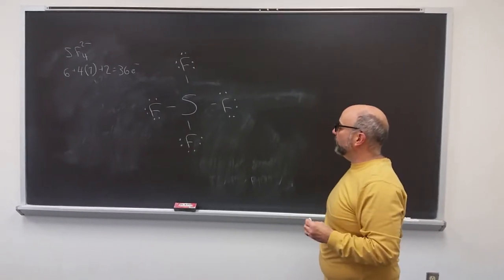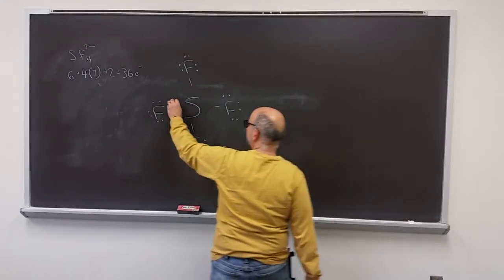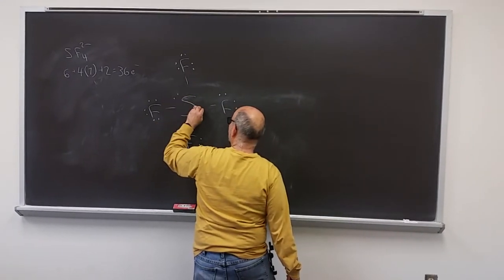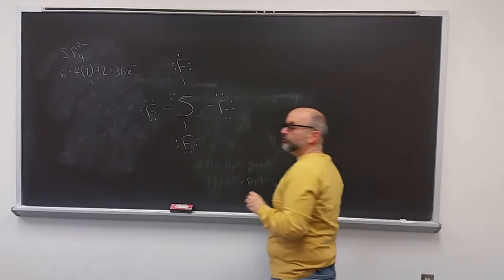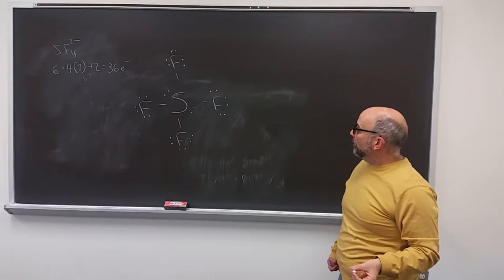So the next rule is that if you have any left over, to put them on the central atom. So that sulfur in the middle gets 2 unshared pairs, the remaining 4. And this is our base skeletal structure.